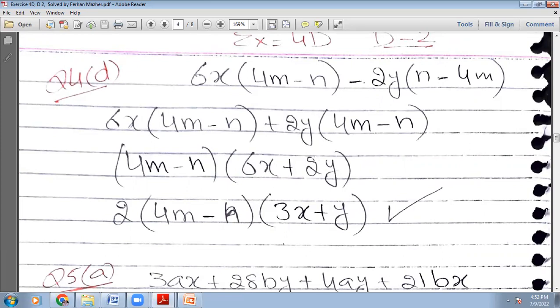In this second bracket, you can see these two terms, the two can be taken as common. So take that common, 4m minus n. And here you are left with 3x plus y. So this is how you will do question number 4, its D part.